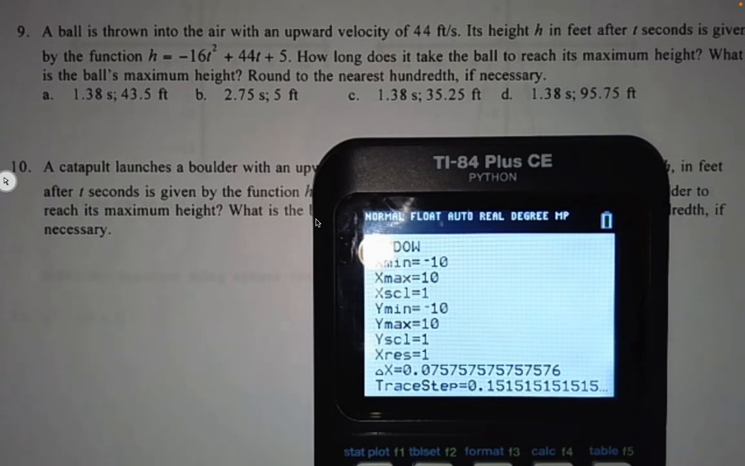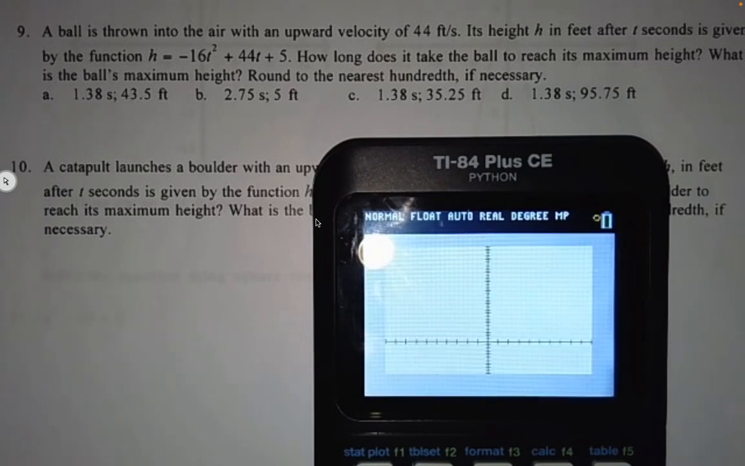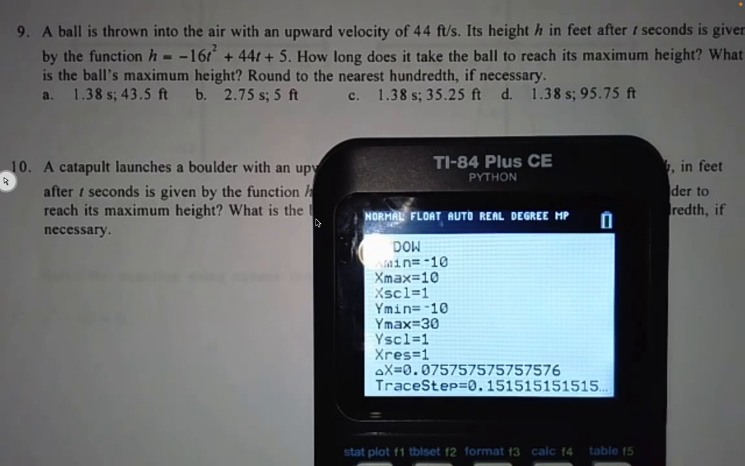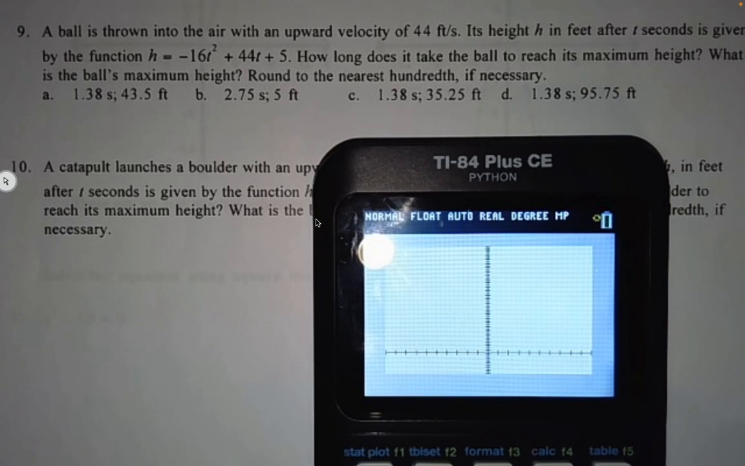I have no idea what to go to. I'm just going to pick a number. I'm going to try 30. Didn't go high enough. So maybe I should try 50. There we go. I can see the whole thing. Can I see the top of it? Yeah, it's just big raindrops. I think that's just some fat raindrops.